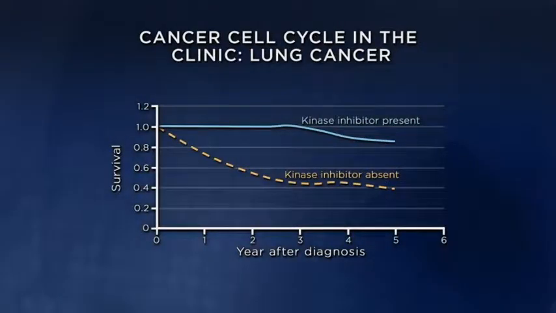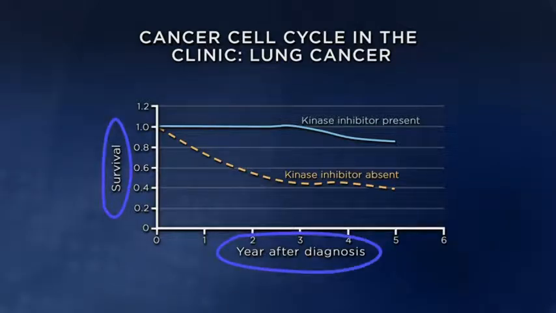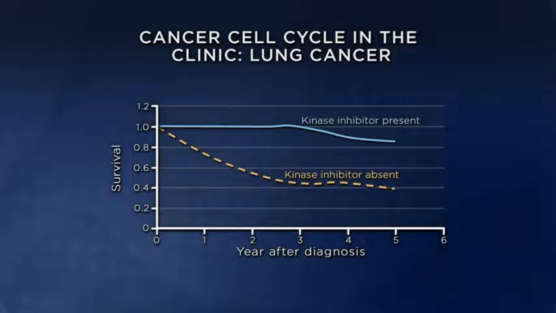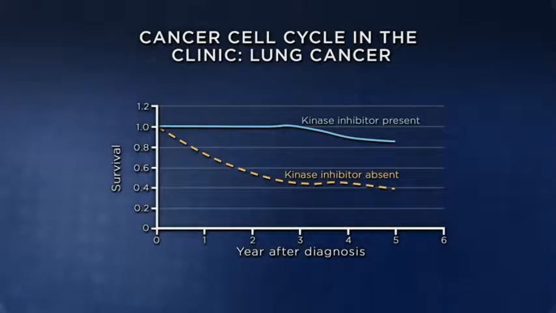Well, here's an example, right? P21. It's a Kaplan-Meier curve of survival and years of diagnosis in a very serious type of lung cancer. And those lung cancers that make a lot of this P21, the RB sticks onto DNA because the kinase doesn't work, and so they have a much better prognosis.